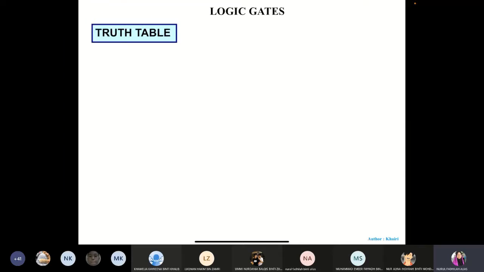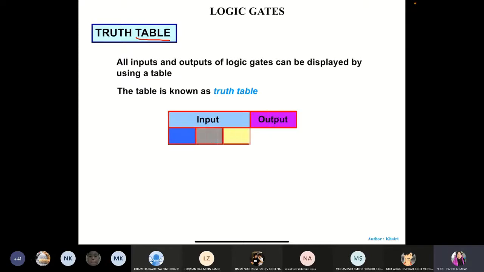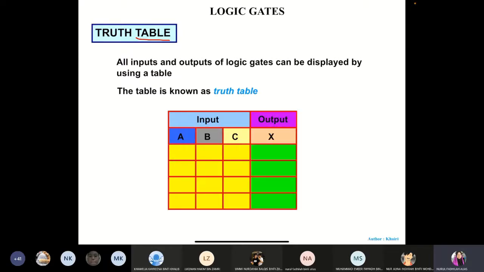Next, you should know that for logic gates, we should have a truth table. So what is a truth table? A truth table is a table. So all inputs and outputs of logic gates can be displayed by using a table. So now this is an example of a truth table. So just now, earlier, we have 3 inputs and we have 1 output. So we fill up the spaces.